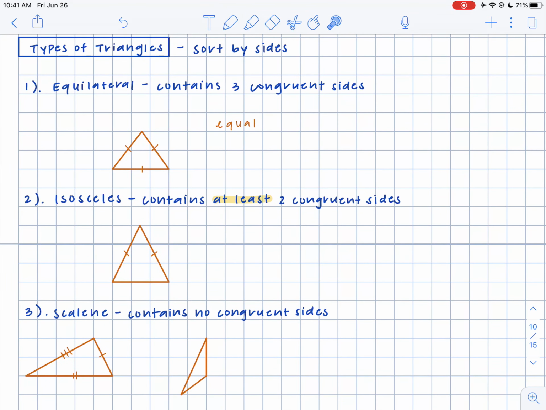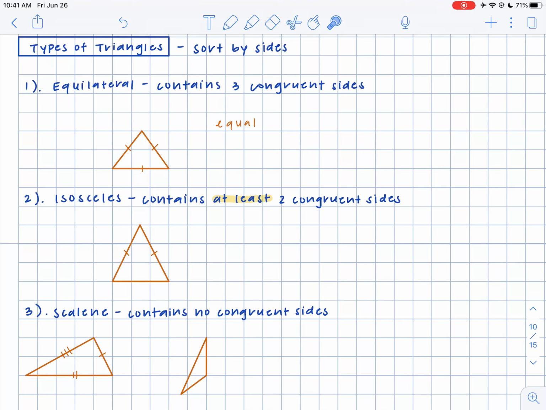Now the second type is an isosceles. This contains at least two congruent sides. So you can see here, there are two congruent sides, but this side is not congruent to these two sides. Now, I highlighted at least because this means if you have three congruent sides, it's still considered an isosceles. So in other words, all equilateral triangles are isosceles triangles, but not all isosceles triangles are equilateral triangles.